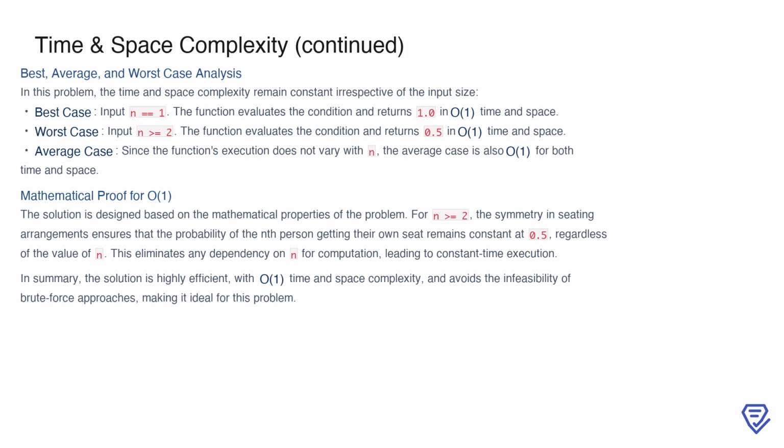This consistency is backed by the mathematical properties of the problem. When n equals 2, the symmetry in seating arrangements guarantees that the probability of the nth person ending up in their assigned seat is always 0.5, regardless of n. This eliminates any need for computations that scale with input size, solidifying the efficiency of this solution with O(1) time and space complexity.